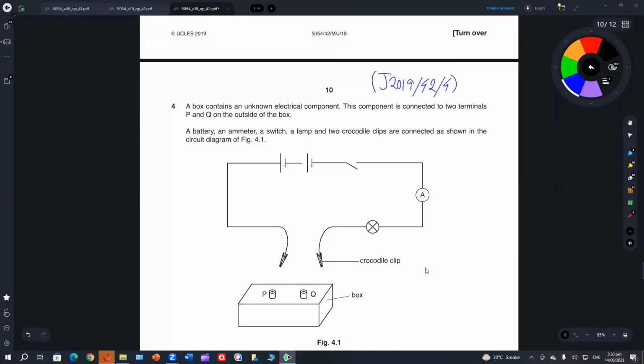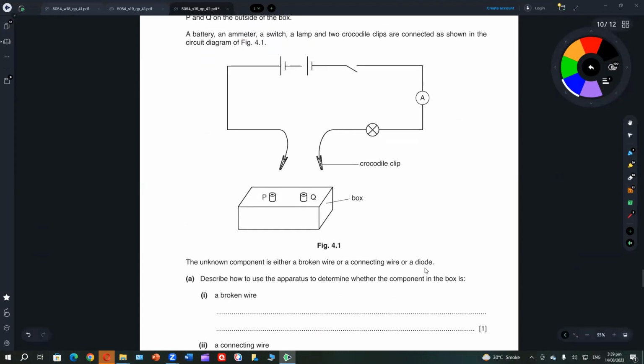A box contains an unknown electrical component. This component is connected to two terminals P and Q on the outside of the box. A battery, an ammeter, a switch, a lamp, and two crocodile clips are connected as shown in the circuit diagram. This is the circuit diagram. The unknown component is either a broken wire or a connecting wire or a diode.